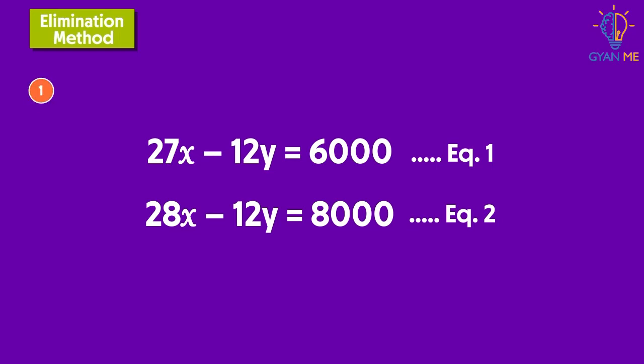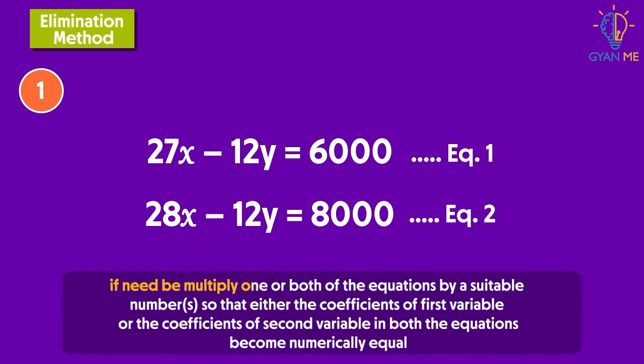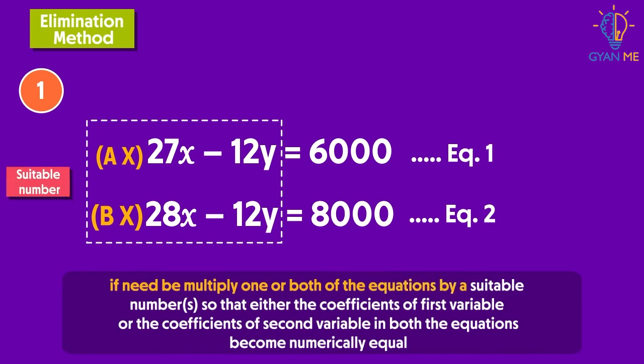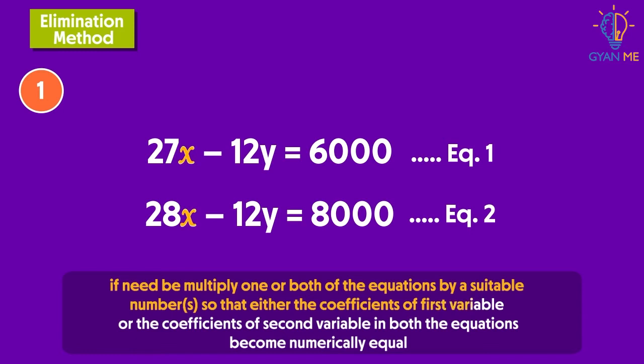Let's start with step 1. If need be, multiply one or both of the equations by suitable numbers so that either the coefficients of the first variable or the coefficients of the second variable in both the equations become numerically equal. As our equation 1 is 27x minus 12y is equal to 6000 and equation 2 is 28x minus 12y is equal to 8000, since the coefficients of variable y are already equal, there is no need of this step here.